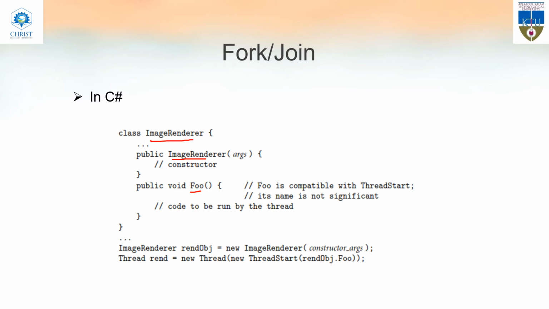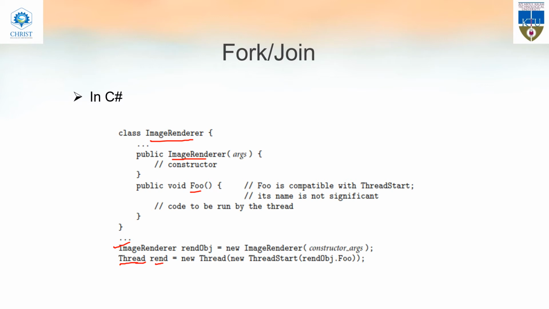So what you will be doing is creating a class object. For creating a class object, you will use the class name ImageRender, object name equal to new ImageRender, as you would in Java. In Java you were using extends Thread or Runnable, but instead of that, in C sharp you'll be creating an object of Thread.